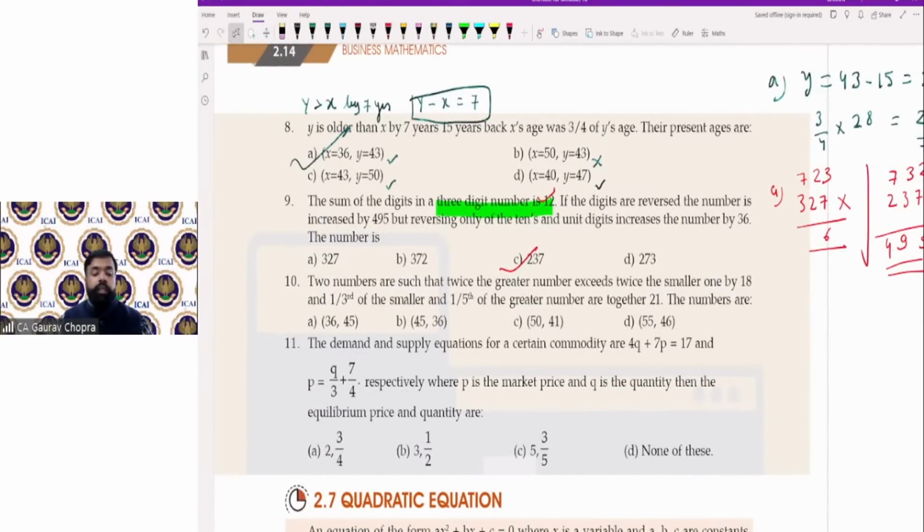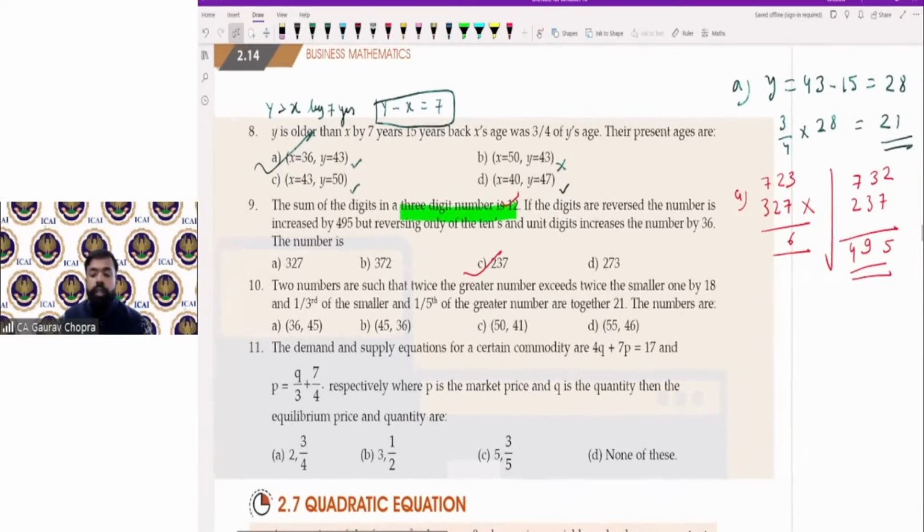And the unit digit increases by 36. The unit digit is increasing by how much? 36. So you can check the final answer. It is C.